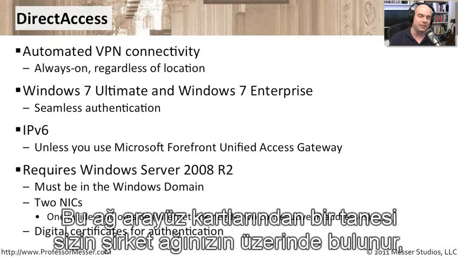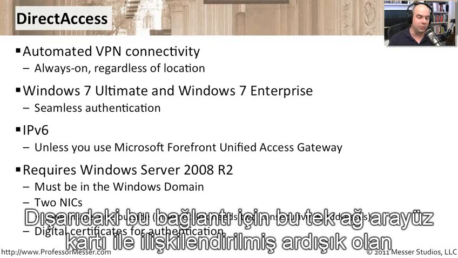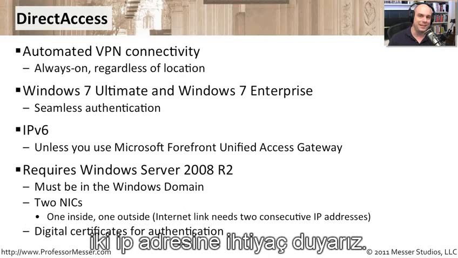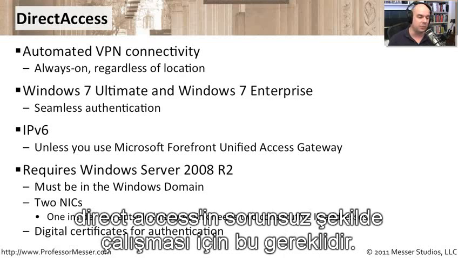One of those network interface cards is on the inside in your corporate network. The other one is on the outside on the internet side. And for that connection that's on the outside, we need 2 consecutive IP addresses associated with that single network interface card. That's a very, very specific hardware configuration, but it's what's required to have this direct access work properly.